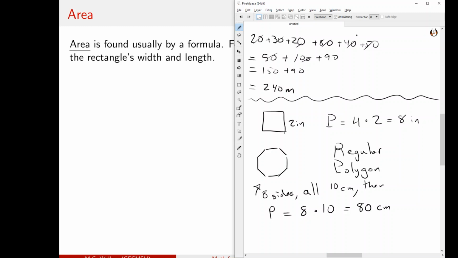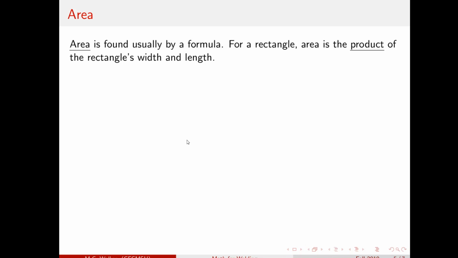A regular shape has a pattern. Area is found usually by a formula. Instead of just adding everything up, let's use a formula for area. For a rectangle, it's pretty simple, something we all kind of know. It's the product, that means multiply, of the rectangle's width and length.